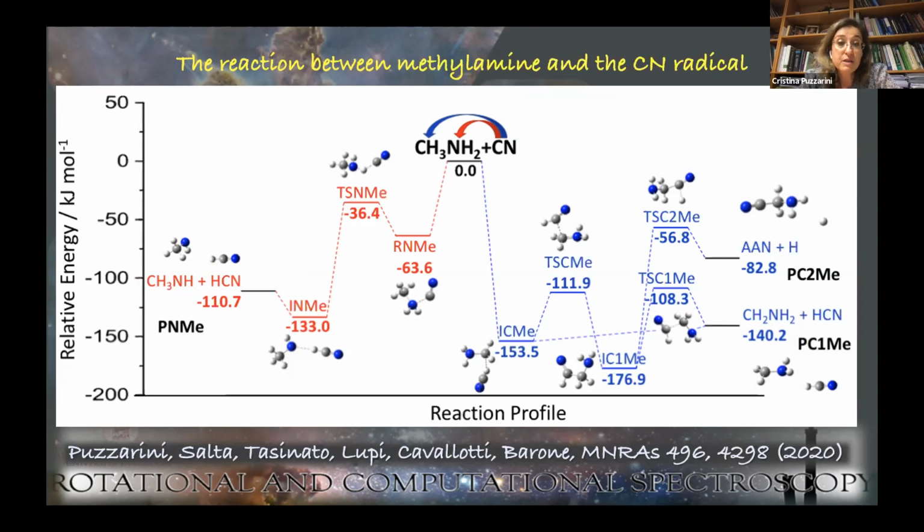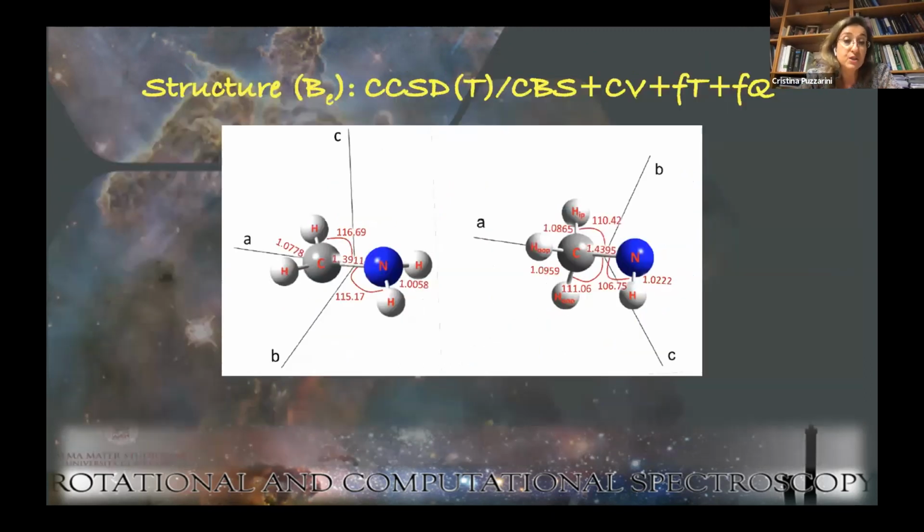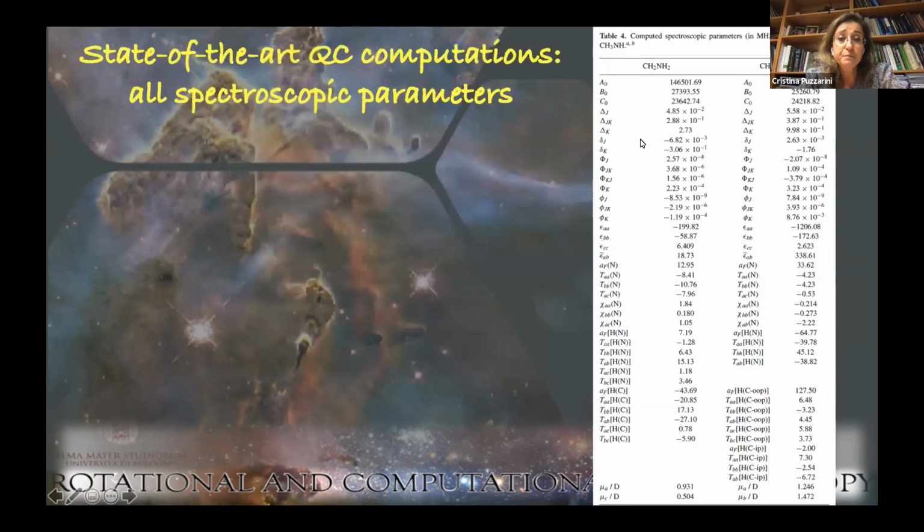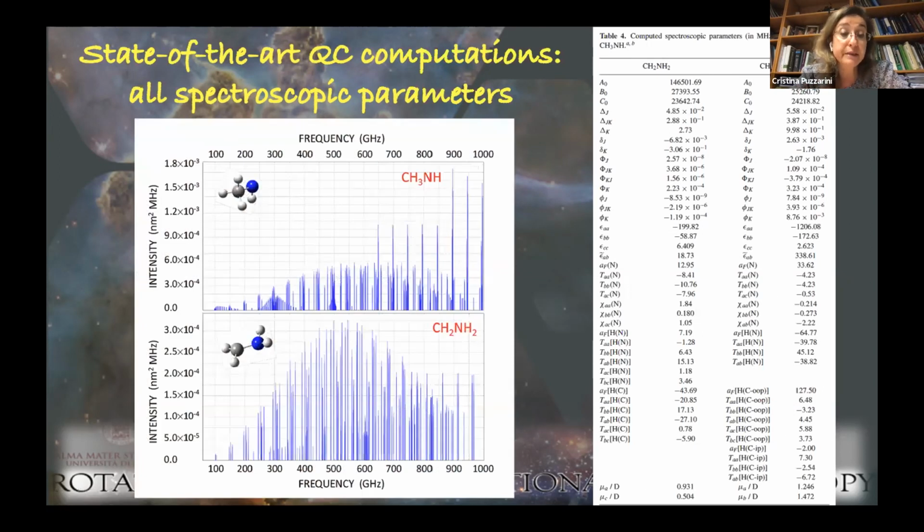And for this reason, in this work, we also investigated in detail these radicals. The structure, which means the equilibrium rotational constant, was determined at the highest possible level. For experts, they can understand how high is this level. We computed accurately at the highest possible level all the spectroscopic parameters, also all the hyperfine parameters, and we provide a prediction.